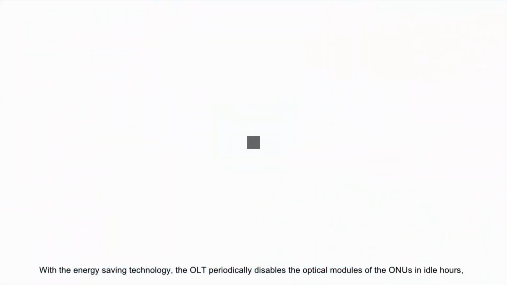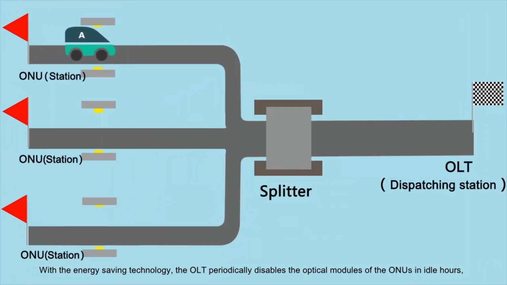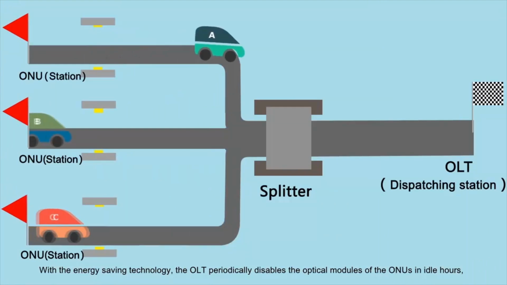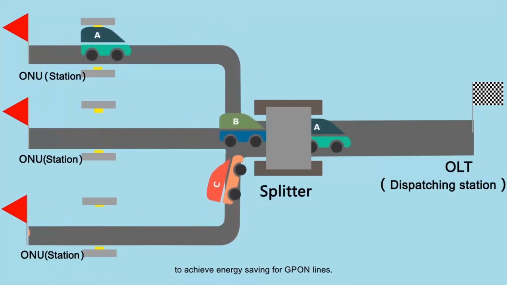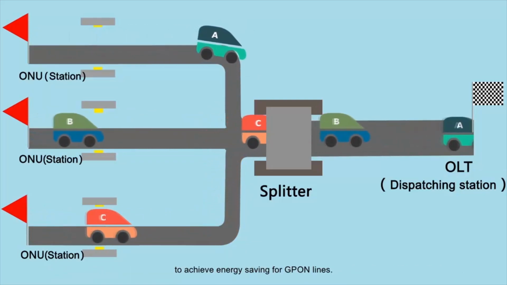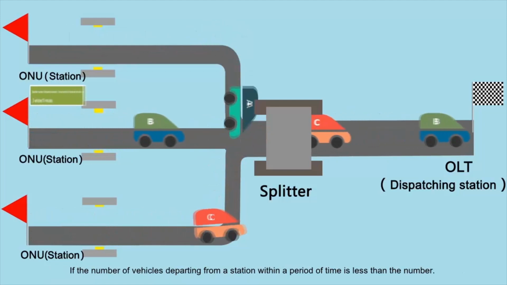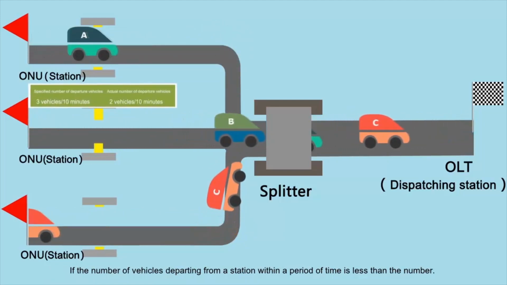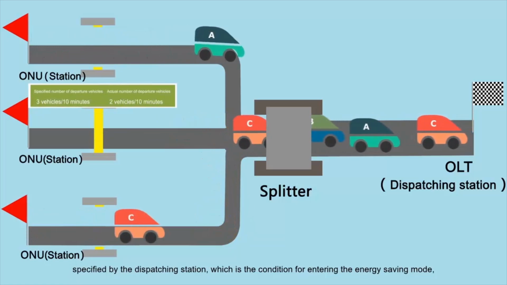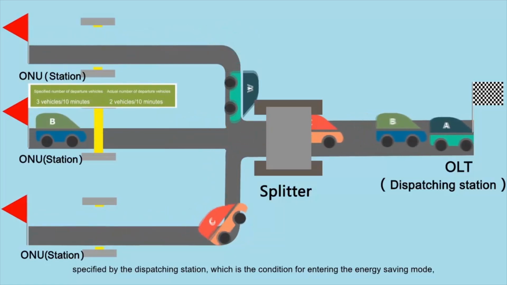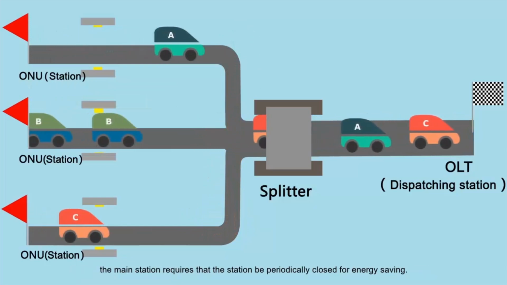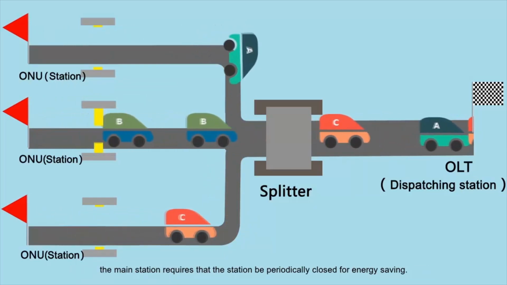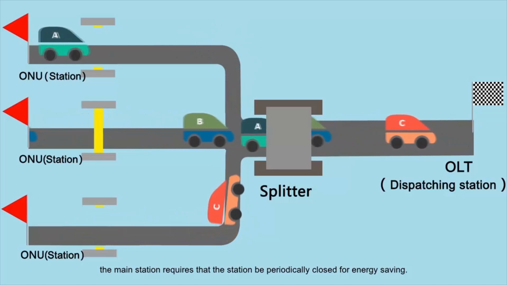PON energy saving. With energy-saving technology, the OLT periodically disables the optical modules of the ONUs in the idle hours to achieve energy saving for GPON lines. If the number of vehicles departing from the station within a period of time is less than the number specified by the dispatching station, which is the condition for entering the energy-saving mode, the main station requires that the station be periodically closed for energy saving.